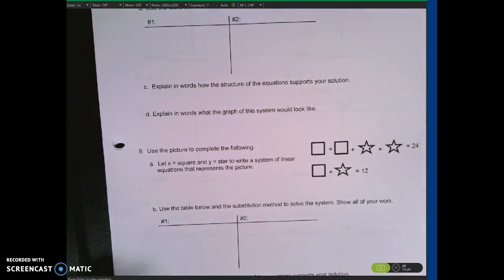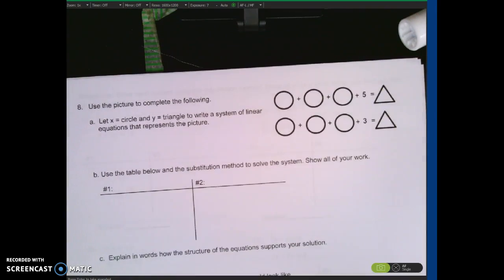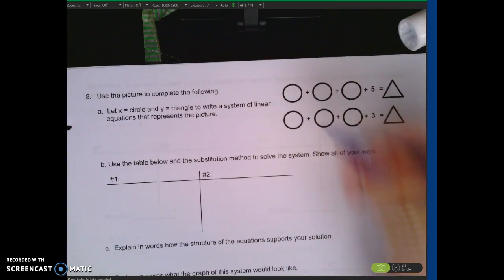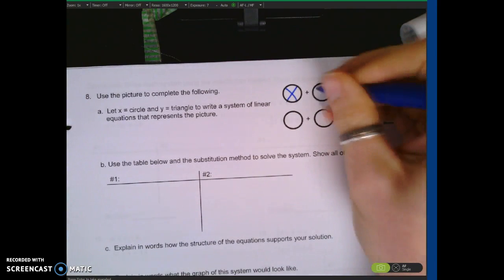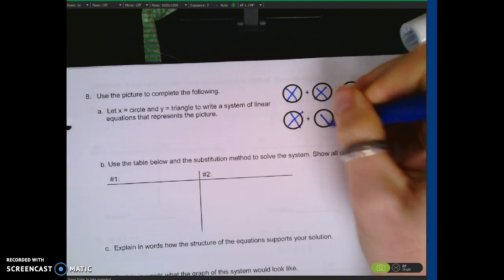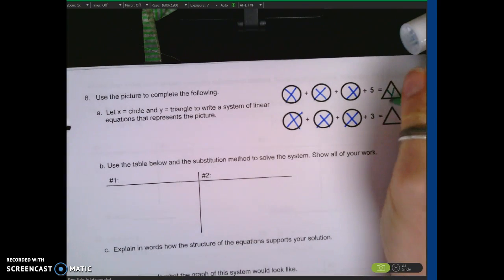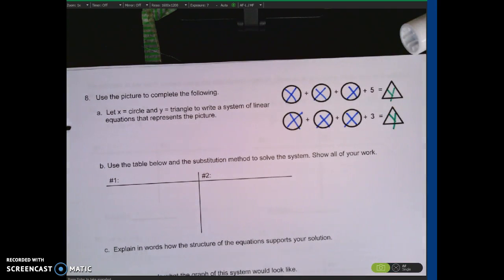So let's take a look at page 18. 18 says use the picture to complete the following. Let x equal circle and y equal triangle to write a system of linear equations that represents the picture. So everywhere I see a circle, I'm going to put an x in both equations. And everywhere I see a triangle, I'm going to put a y. What are the equations that make up the system? Figure that out with your group real quick.